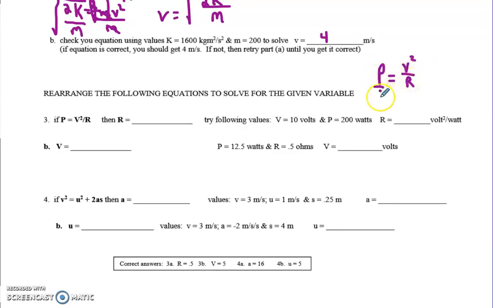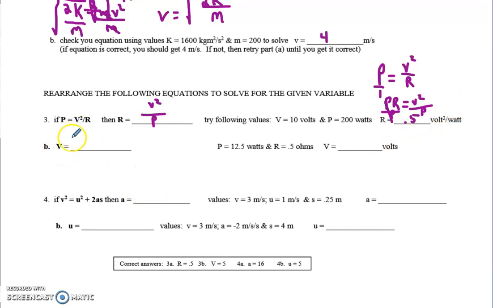So I could think about it as cross multiplying, v squared times 1, p times r. So I get p r equals v squared, and then the last step is dividing by p. So I get r is equal to v squared over p. And then if I plug in some numbers, I get 10 squared, 100, divided by 200. I get a half of this unit. We don't need to worry about the units right now.